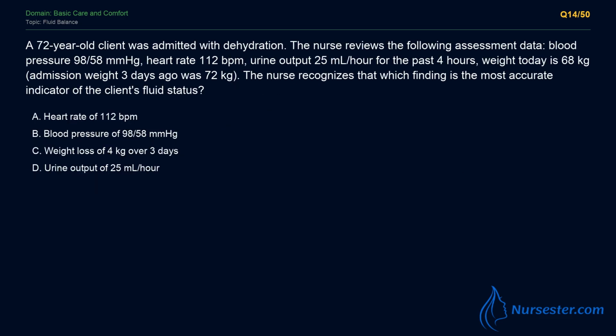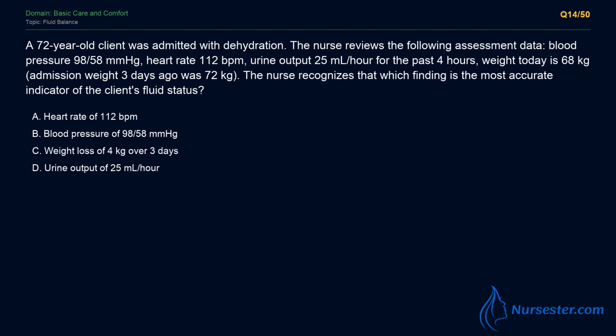Question 14. A 72-year-old client was admitted with dehydration. The nurse reviews the following assessment data: blood pressure 98/58 millimeters of mercury, heart rate 112 bpm, urine output 25 milliliters per hour for the past 4 hours. Weight today is 68 kilograms. Admission weight 3 days ago was 72 kilograms. The nurse recognizes that which finding is the most accurate indicator of the client's fluid status?